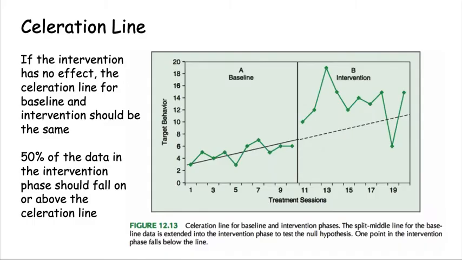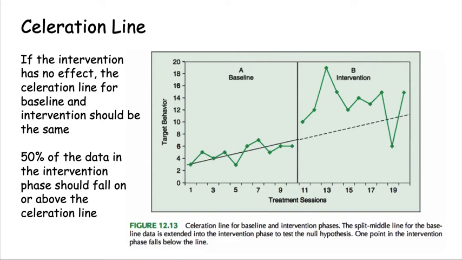A celeration line is calculated so that half of the data within a phase falls above the line and half falls below. The celeration line represents the trend of the data from one phase and is extended to the adjacent phase. If there was no difference between the phases, then we would expect half the data points in the adjacent phase to be above the line and half below. The further the data is from that situation, the stronger the evidence that the intervention had an effect.